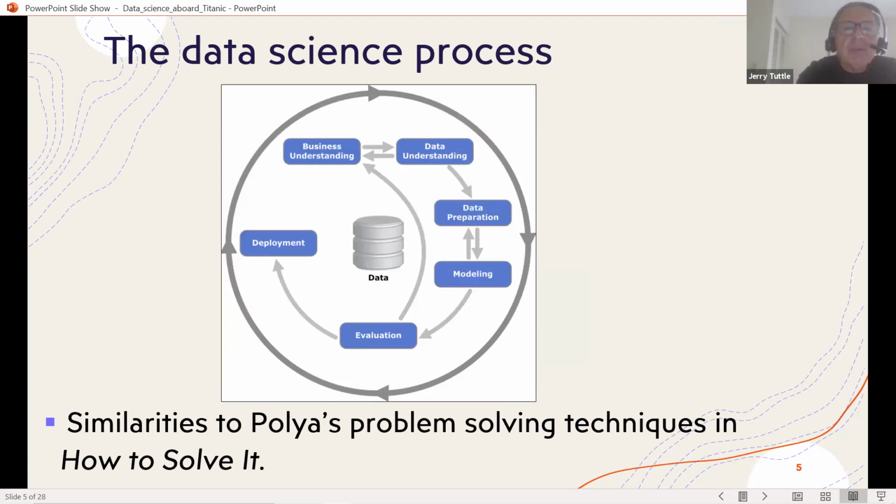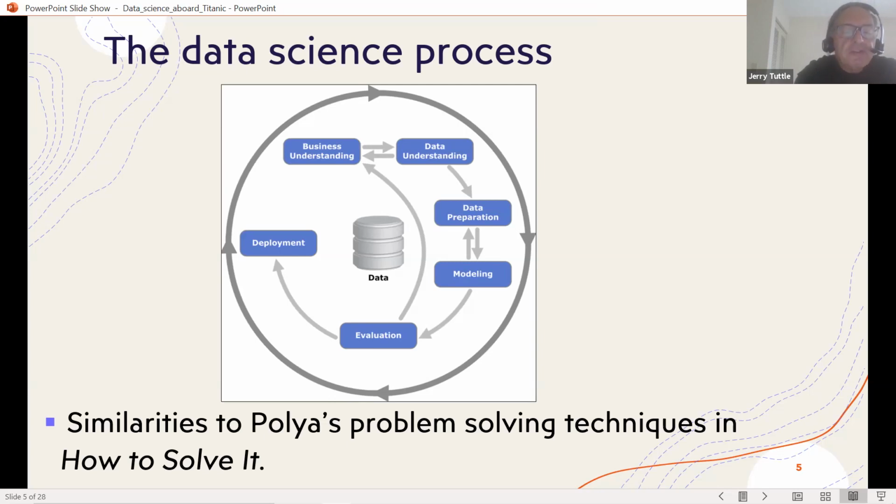And here's one diagram of the data science process. So there's data in the middle. You need both a business understanding of the data and then a more technical understanding of the data. The business understanding, I've sort of given you a little background on that. Then you prepare the data, and data is invariably dirty. We'll talk about that a little bit. Then you create a model and evaluate it, and then you put the model into production.